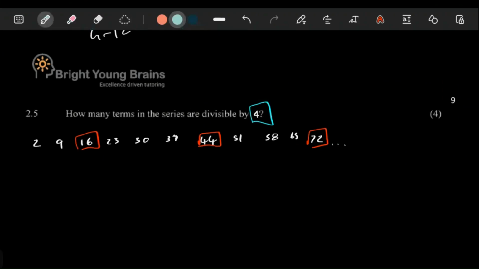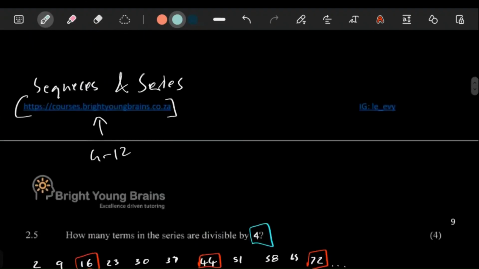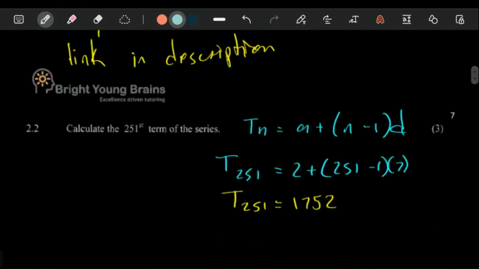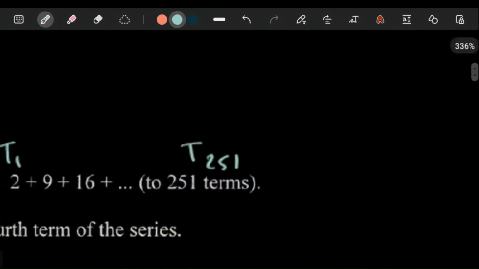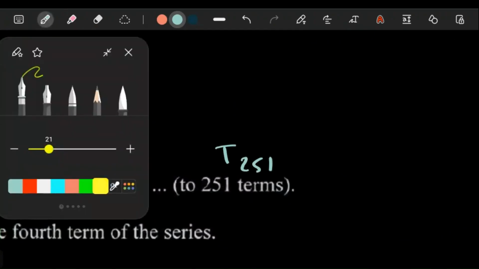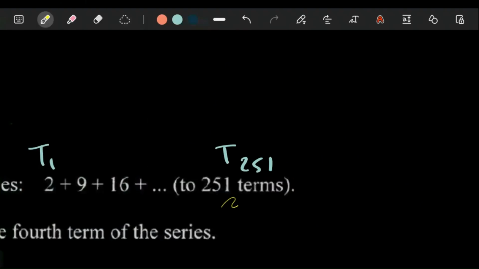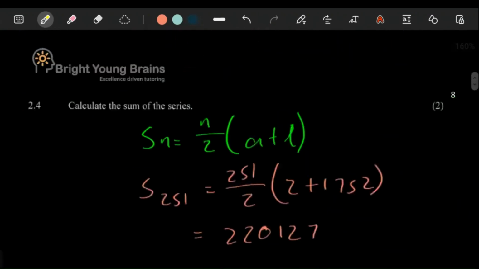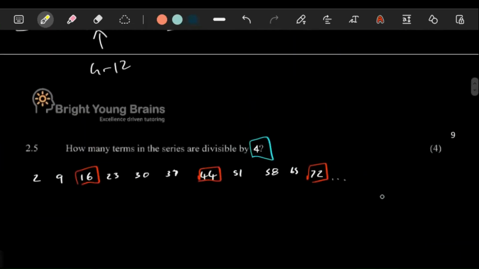Now, what we do know is, since they're asking how many terms in the series are divisible by 4, what you need to keep in mind is that somewhere along this series, we said that it goes up to 251 terms. Term number 251 is 1752, if I recall properly. Yeah, 1752. So what you do know is that somewhere along the lines in this sequence, right?